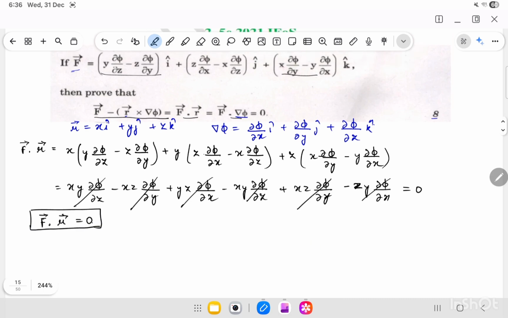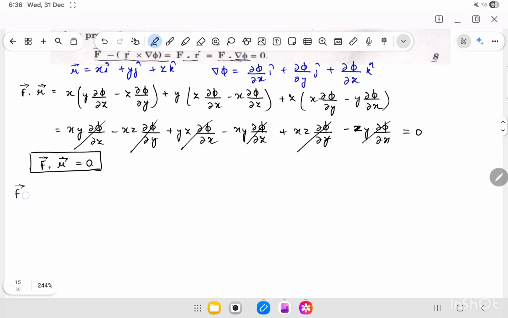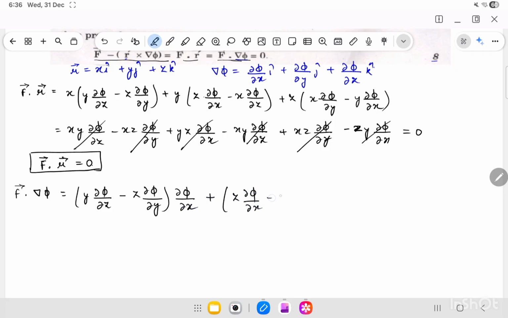Now the next thing that we want to show is that the dot product of f vector with gradient phi is also equal to 0. So if we evaluate this, it will be equal to (y ∂φ/∂z − z ∂φ/∂y) times ∂φ/∂x plus (z ∂φ/∂x − x ∂φ/∂z) times ∂φ/∂y plus (x ∂φ/∂y − y ∂φ/∂x) times ∂φ/∂z.